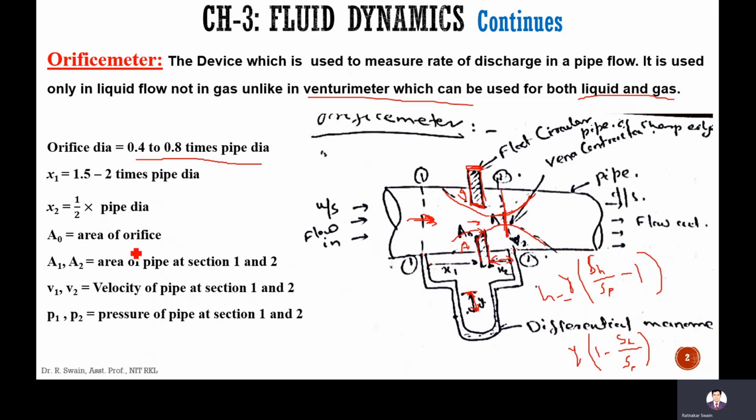A0 is the area of the orifice. A1 and A2 are the areas of the pipe at section 1 and section 2, here and here. V1 and V2 are the velocities in the pipe at sections 1 and 2, and P1, P2 are the pressures at sections 1 and 2. So this is the orifice area, this is the area of the vena contracta, that is A2, and A1 is the pipe area.